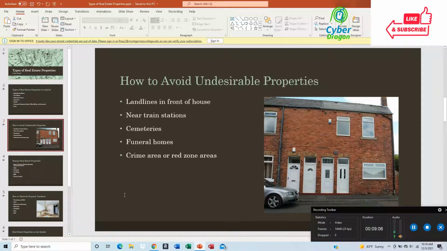So let's talk about how to avoid undesirable properties. What are undesirable? It'd be like they have power lines in front of the house, like those long telephone poles that run electricity for the whole city or town. You don't want to buy houses near train stations, cemeteries, funeral homes, crime areas, red zone areas. What is a red zone area? A red zone area is a high crime rate.